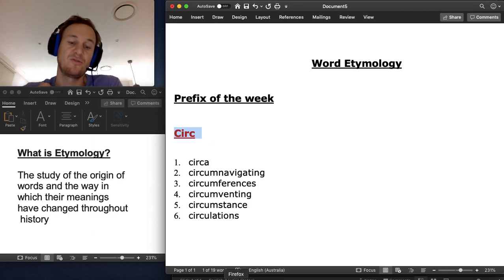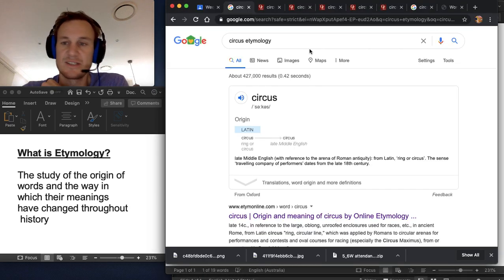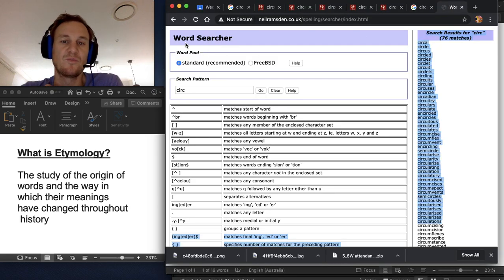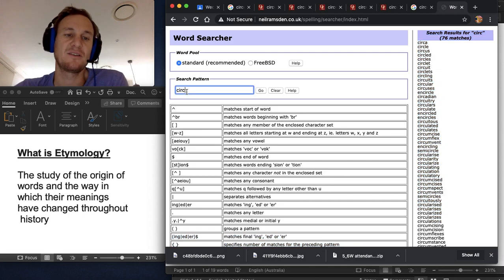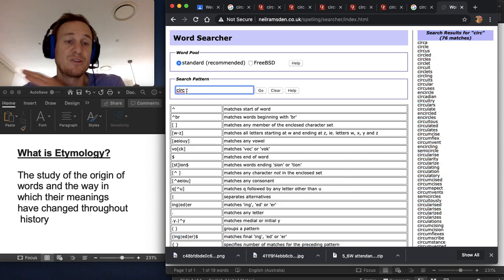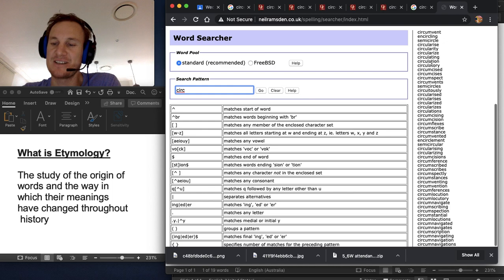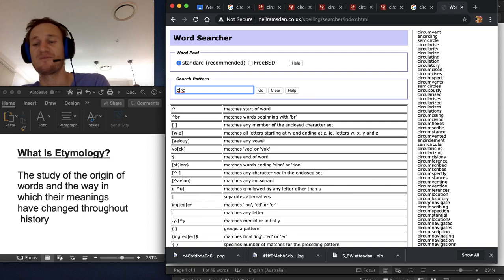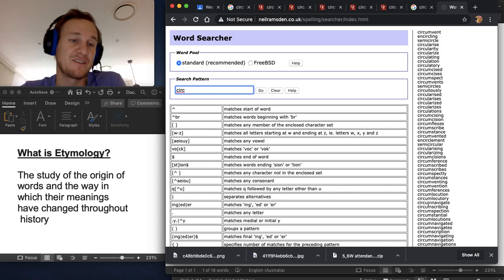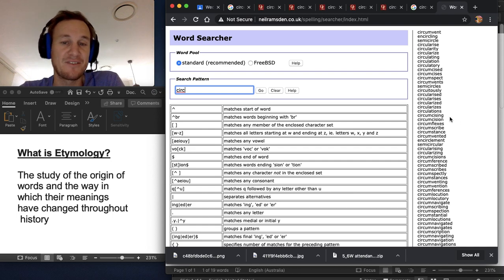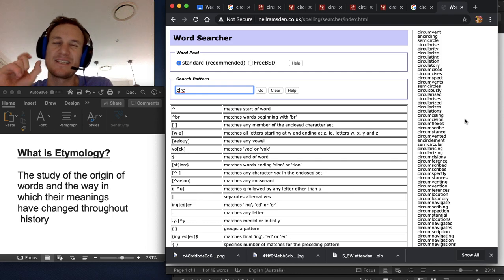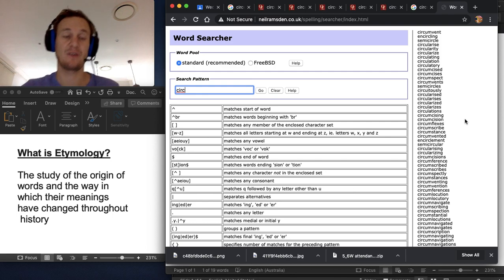So I went on to a website that I use quite often, called Word Searcher, and I typed in circ, and it came up down the side with 76 different words that have circ in them. Circumnavigation, circumspection, circumscription, circumferences, circumvent, there are so many of them, and they all have something in common. Even if it seems very small, all those words will have meanings around where the history of that word came from.